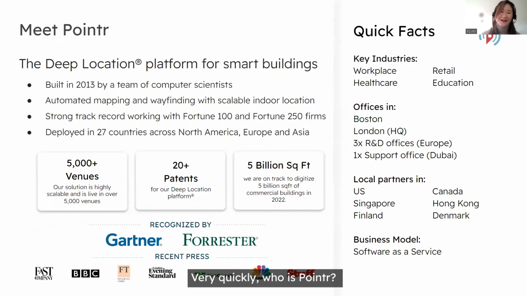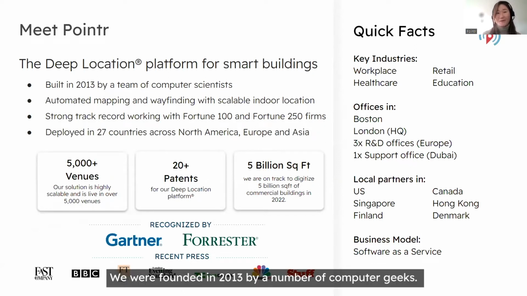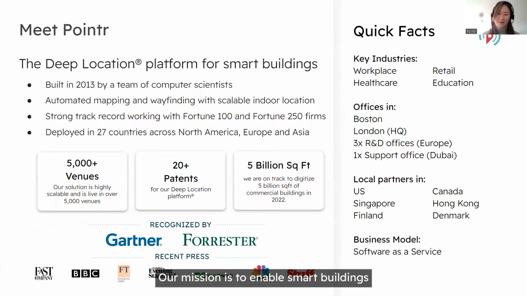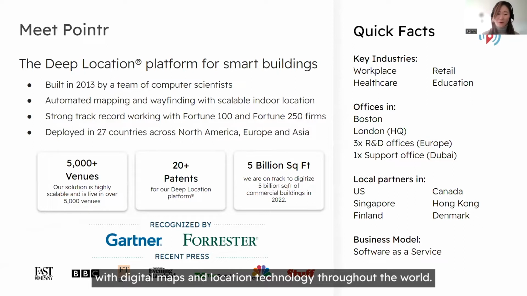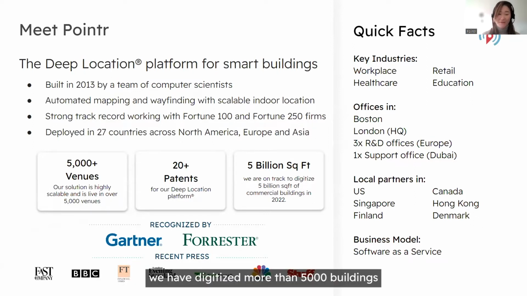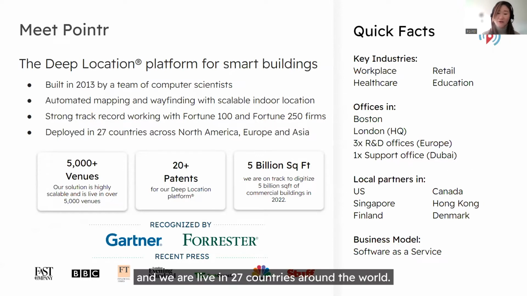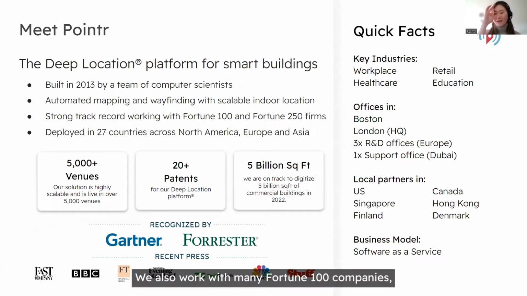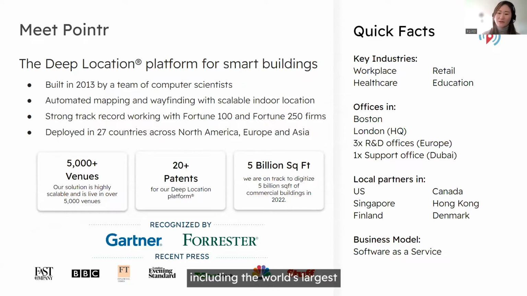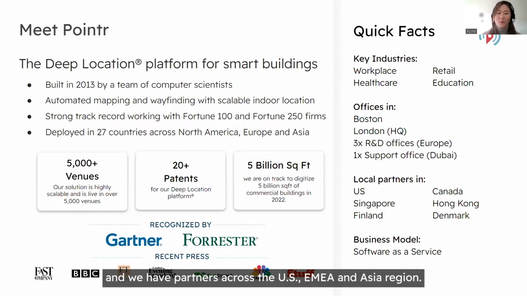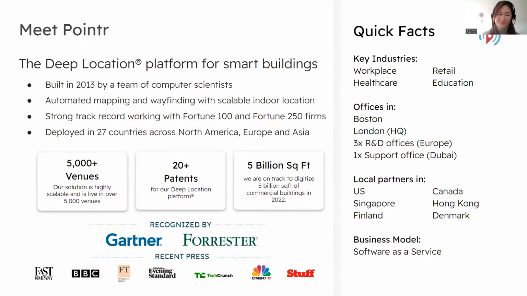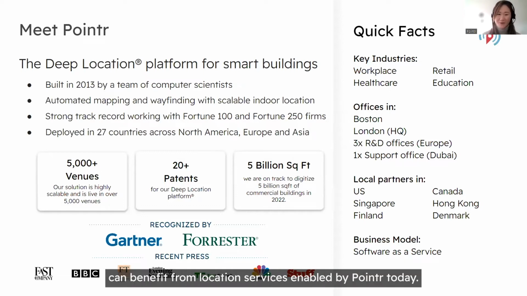Very quickly, who is Pointr? We were founded in 2013 by a number of computer geeks, and our mission is to enable smart buildings with digital maps and location technologies throughout the world. To date, we have digitized more than 5,000 buildings, and we are live in 27 countries around the world. We also work with many Fortune 100 companies, including the world's largest commercial real estate companies, top US retailers, tech companies, and large hospitals and airports around the world. We have offices in Boston, London, and Turkey, and we have partners across the US, EMEA, and Asia region. Our vision is that any building can benefit from location services enabled from Pointr today.